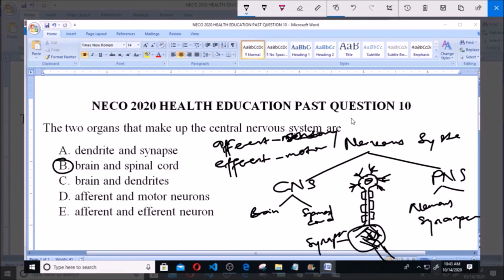The difference between these two neurons is that the afferent neurons carry impulses to the brain or spinal cord, but the efferent neurons receive impulses from the brain or spinal cord and carry them to the effector organ. But the answer to this question is brain and spinal cord. Those are the two components of the central nervous system. So with this, I have explained what the dendrite is, what a synapse is, and afferent and efferent neurons.